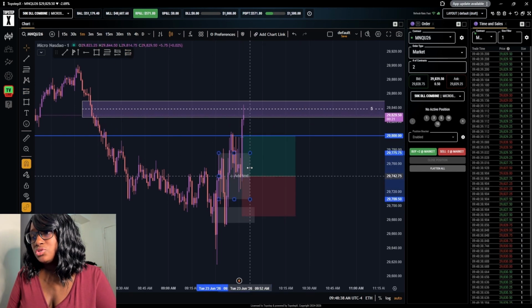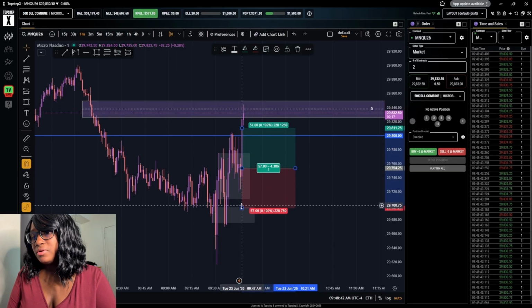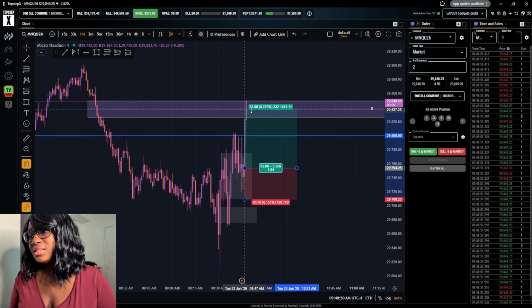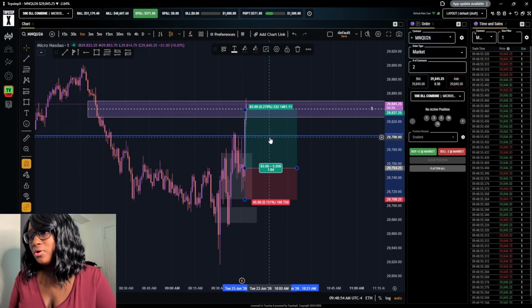I had to mark that trade up because I forgot when I was actually in it. Everything was moving so fast, you know. Market open, we got that momentum. It's time to go. All right, so that's trade number 1.